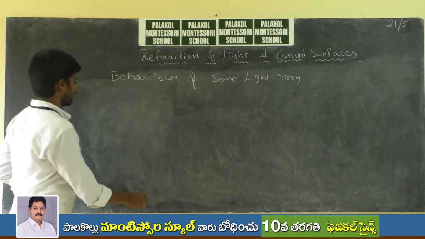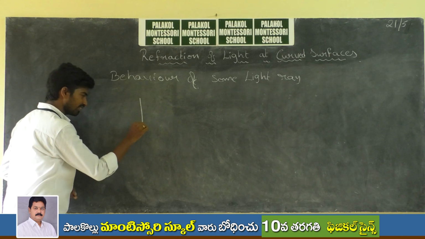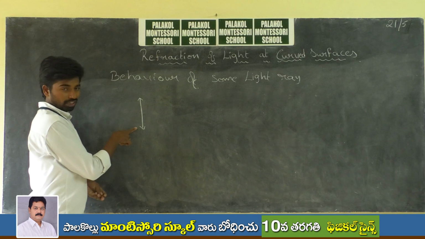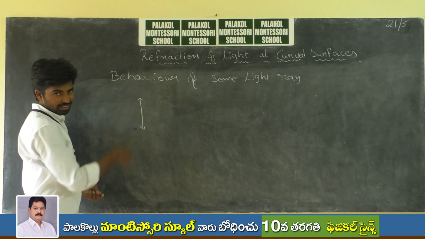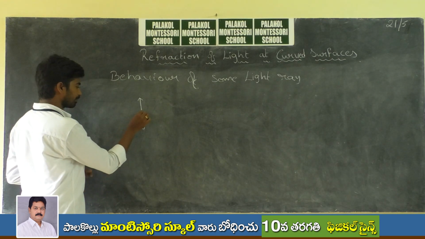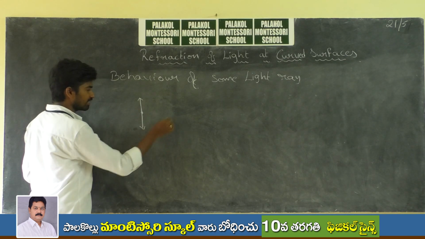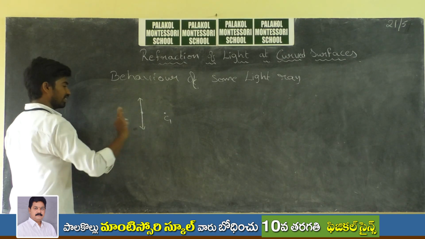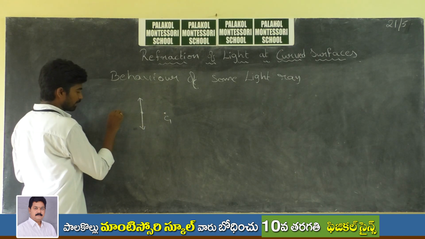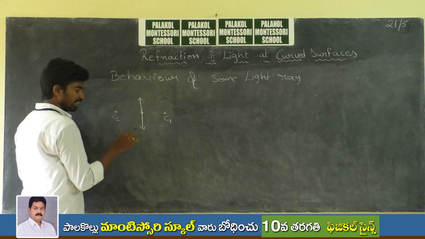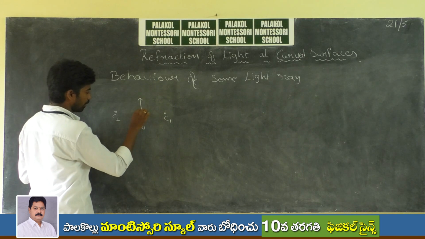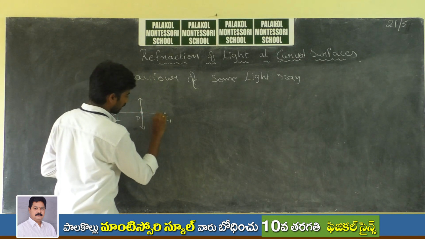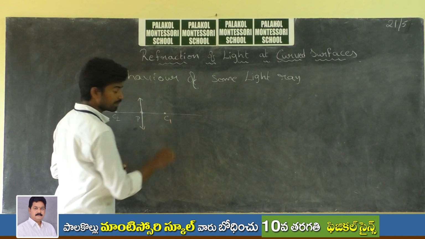So I have considered a convex lens, and it can be represented as a double-headed arrow. For this convex lens, C1 will be situated in the right hand section, and C2 will be located in the left hand section. The midpoint of the lens is called the pole. This is the line joining the pole and the centers of curvature.